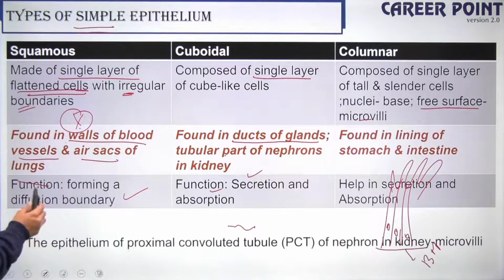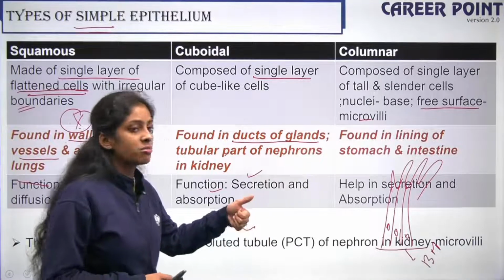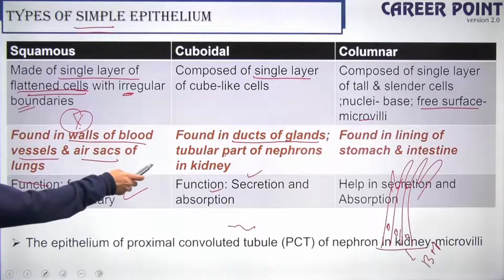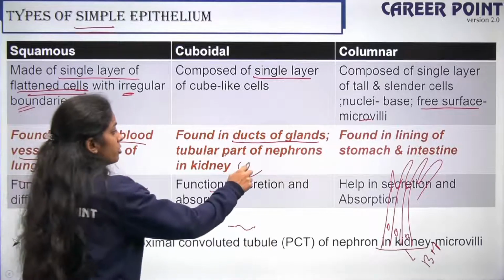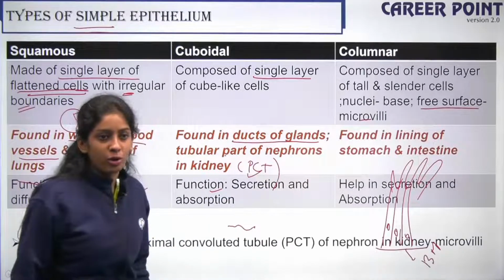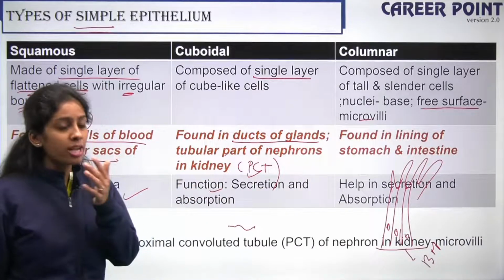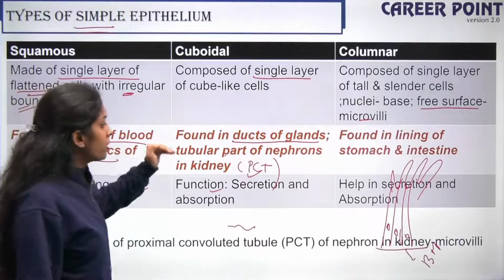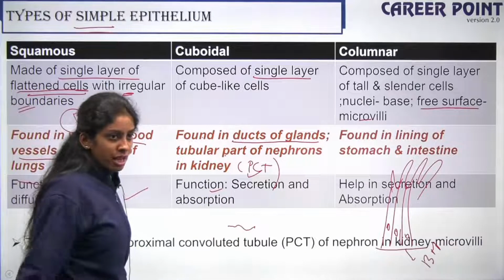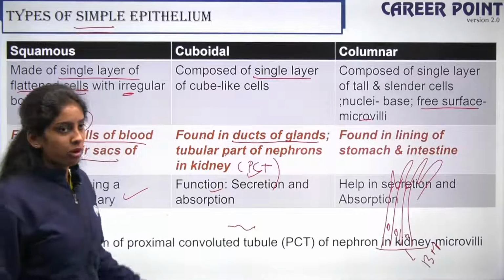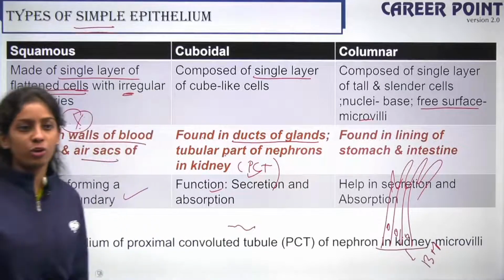Fine. So one more thing, the epithelium of the proximal convoluted tubule of the nephron in the kidney has microvilli. We spoke about the tubular part of your nephron, right? So the epithelium of the proximal convoluted tubule, that is the PCT, also has microvilli to some extent. It does not have exactly the same function as your intestine, but to some extent microvilli have the same function. That's why it comes under your cuboidal epithelium. So remember, found in the ducts of the glands. One example is the tubular part of your nephron, the proximal convoluted tubule. It also has microvilli to some extent on its surface.